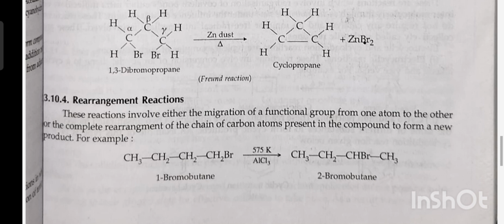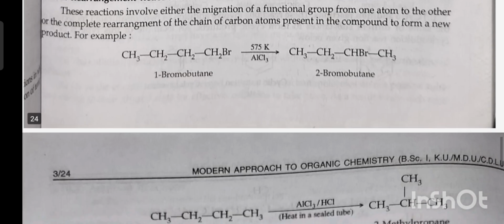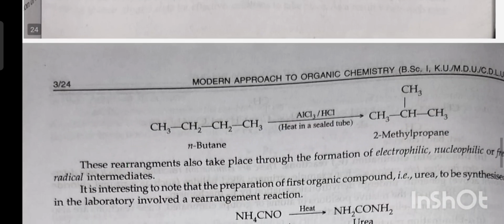Third, rearrangement reaction. This reaction involves either the migration of a functional group from one atom to another or the complete rearrangement of a chain of carbon atoms present in a compound to form a new product. For example, 1-bromobutane in the presence of AlCl3 at 575 Kelvin is converted into 2-bromobutane. Next example, n-butane in the presence of AlCl3 and HCl is converted into 2-methylpropane.